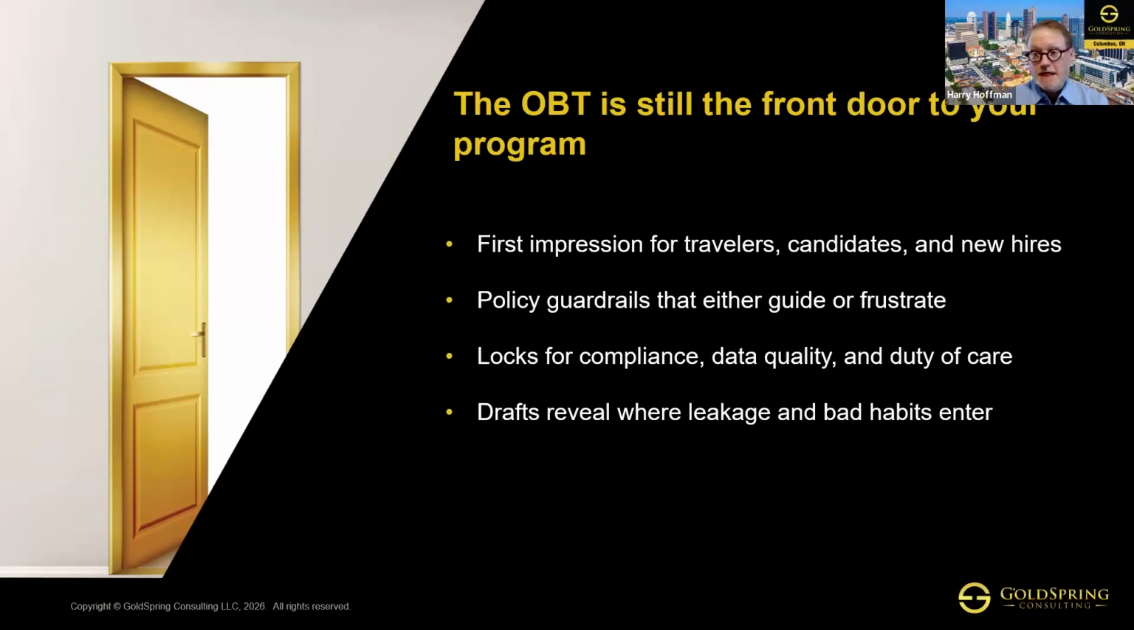And then also, very much like a door, it can have drafts. And that's where leakage comes in. That's where bad habits enter, and where travelers can run wild and book outside of what you really want them to do. So our goal with the OBT audit is to seal up those drafts and make sure that everything is tightened up. Maybe put a new coat of paint on it, some new locks, and make sure that it's working more efficiently.